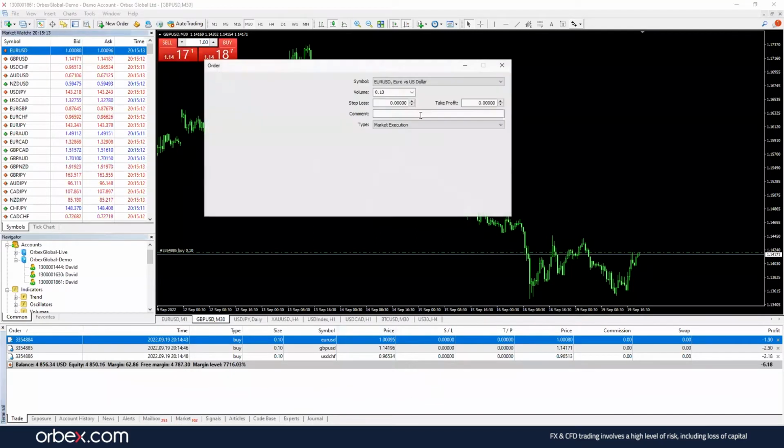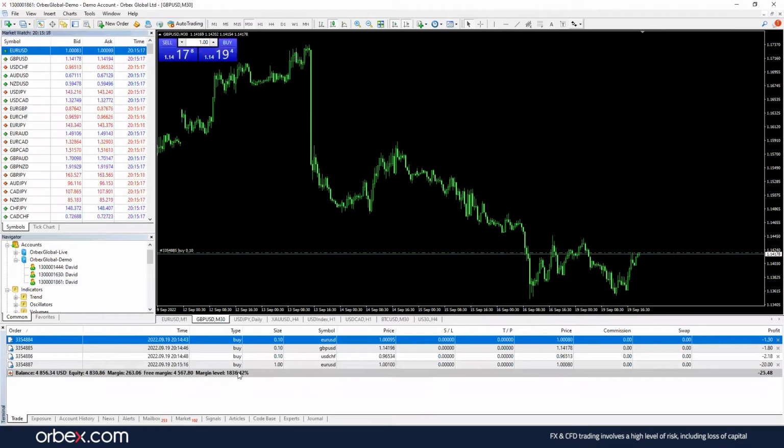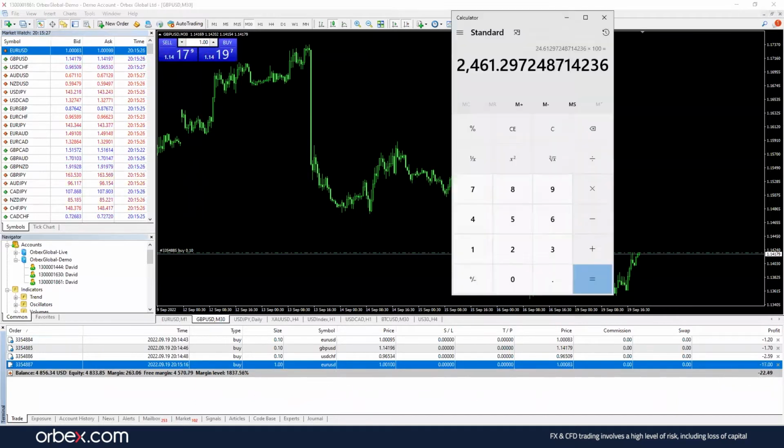But the moment I open a one lot trade, as you can see, we've dramatically fallen, because the size of the lot amount has pretty much doubled my loss because of the calculation.